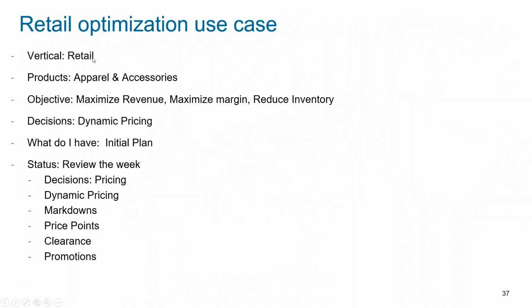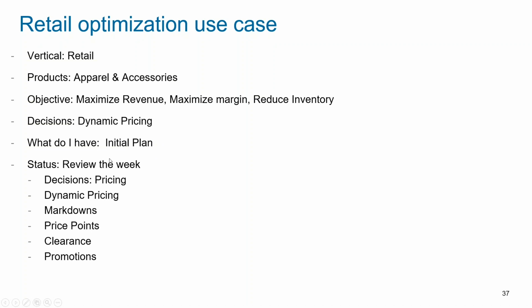Now, what is the use case here? The vertical is retail clothing. The products are apparel and some accessories. What are the objectives? To maximize revenue, maximize margin, and reduce your inventory. The decisions, basically, you want to do some kind of dynamic pricing. What do you have on hand?